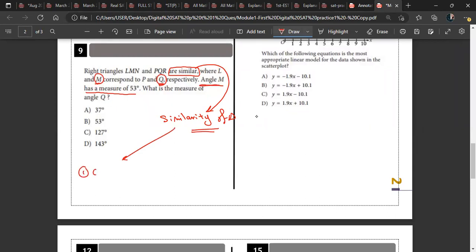Number 1, corresponding angles congruent. Number 2, corresponding sides are proportional.